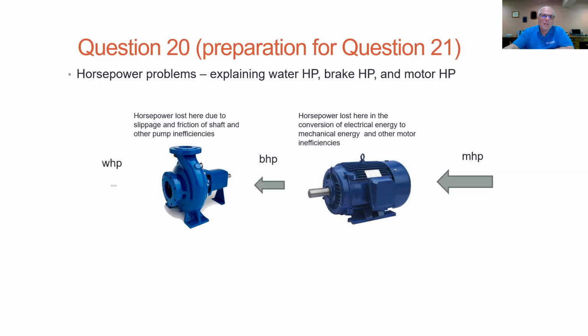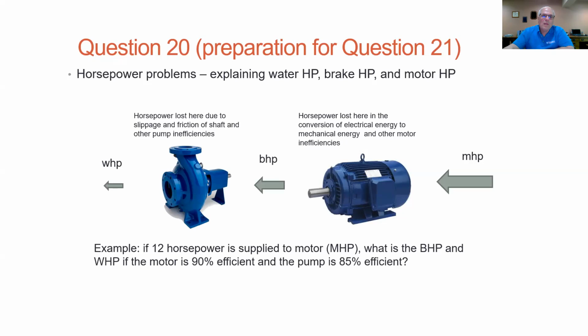So as an example, if I put 12 horsepower supplied to that motor, that much electrical energy being put in, what is the brake horsepower and water horsepower if the motor is 90% efficient and the pump is 85% efficient? So what they're saying is, if you put 12 horsepower into this system, only 90% of it is going to come out of the motor, and only 85% of that is going to come out of the pump. What are those values? You take that 12 horsepower and take 90% of it, and that's going to be 10.8 brake horsepower. So I've gone from 12 horsepower down to 10.8 horsepower being fed into the pump.